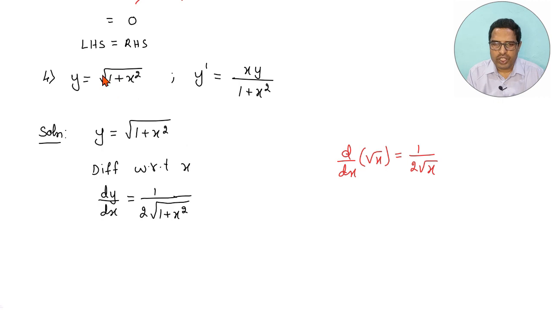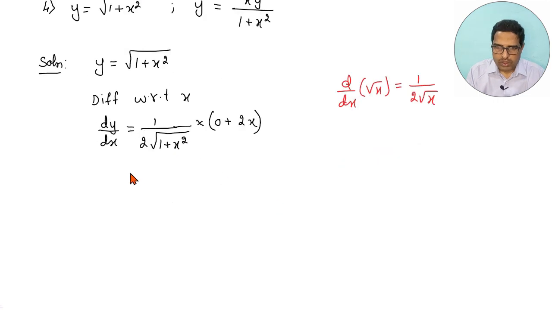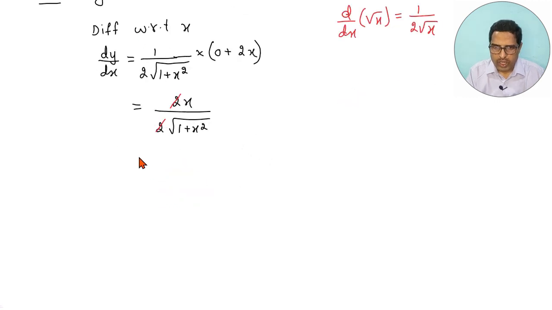So we have differentiated this square root, and now let us differentiate the value inside this square root. The derivative of 1, the constant, will be 0, plus the derivative of x square, which will be 2x. So therefore we have 2x divided by 2 times root of 1 plus x square. We see that this 2 and 2 will get cancelled. We get the value to be equal to x by root of 1 plus x square.